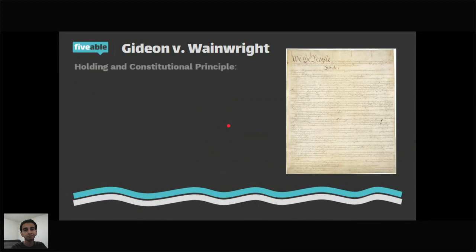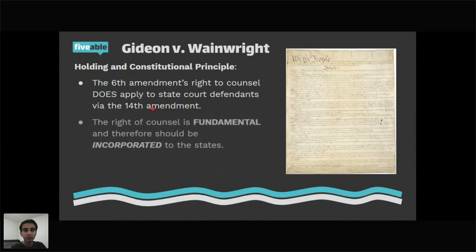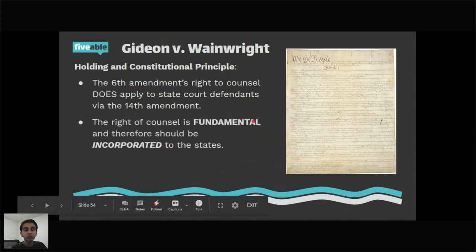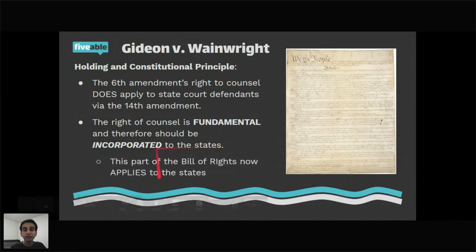So what happened with Gideon versus Wainwright was that the Sixth Amendment's right to counsel does apply to state court defendants through the 14th Amendment's due process clause. Again, this key phrase that I've been talking about, the right of counsel is fundamental, and that's why it's incorporated to the states through that due process clause. So that's something you should know. This part of the Bill of Rights now applies to the states.